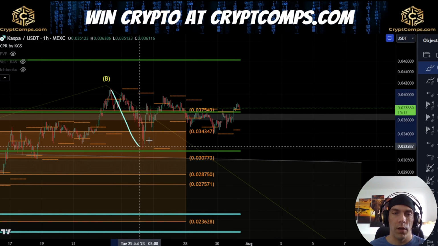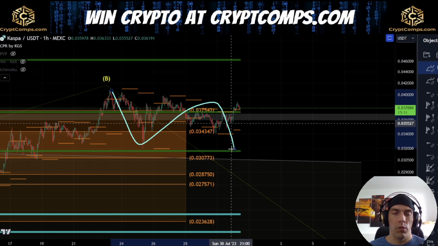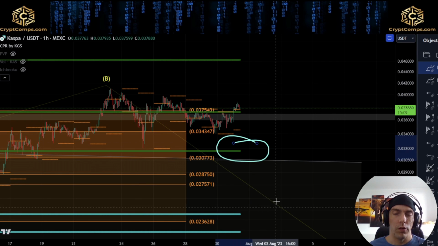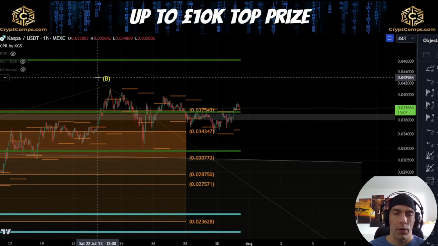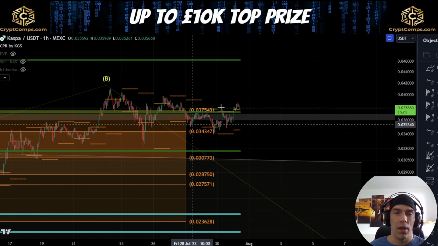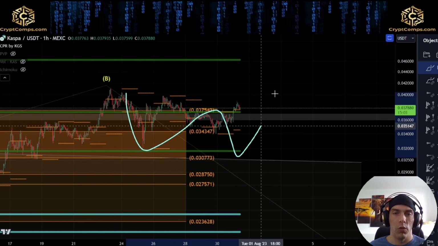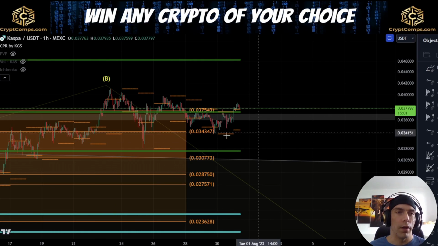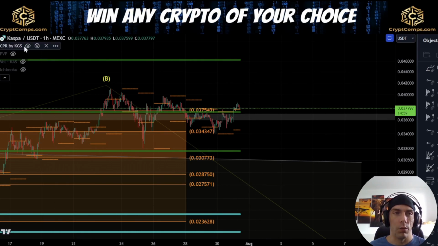This would align with the idea that this is just a bigger 3-wave corrective move, and we look to find support lower down here. So going to be keeping an eye on that if we are looking at that possibility of finding support here and looking for that continuation. Though, like I said, we're going to get new lines printed as of tomorrow.